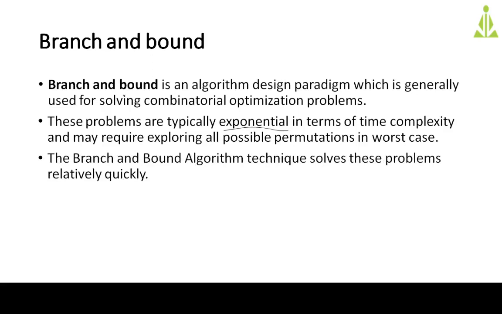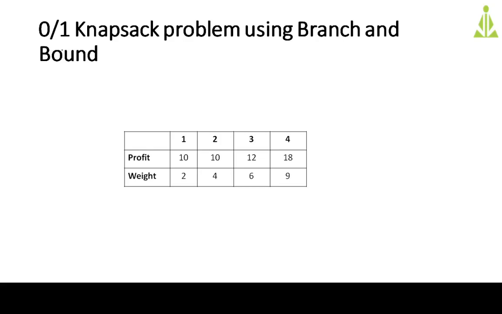With the help of this technique, branch and bound means we will make a branch and apply the bounding function, and we will stop the process if it is not up to the mark or the desired output. So this is branch and bound. In the 0/1 knapsack problem, we are going to see this example.